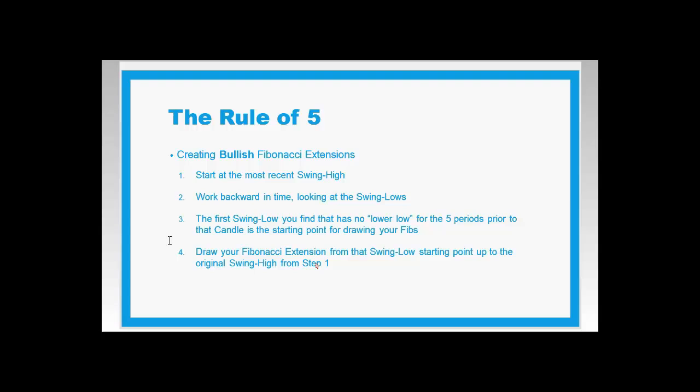So I draw my extension, which includes retracements, from that swing low that I identified here up to the original swing high. Pretty straightforward. It's not rocket science. On a bearish fib, it's exactly the opposite.